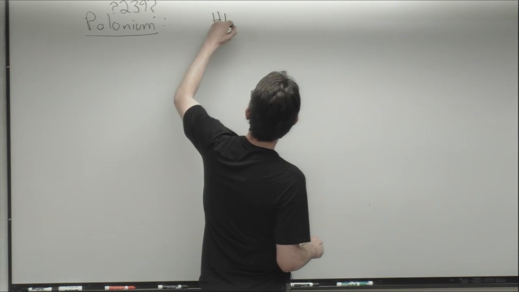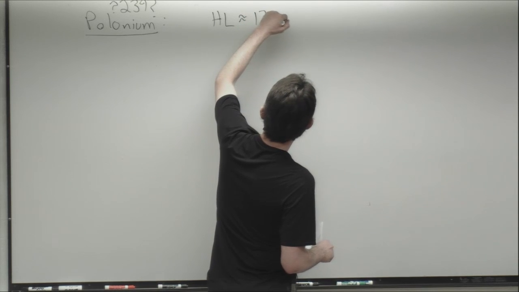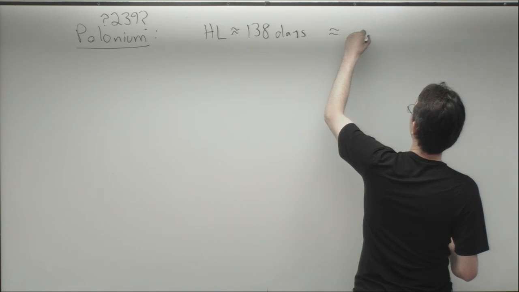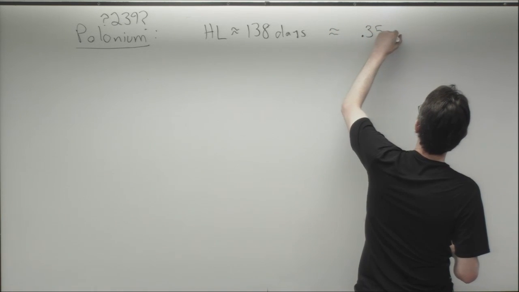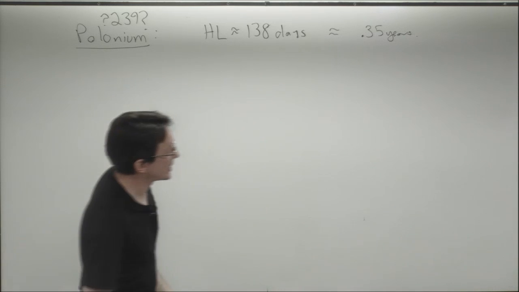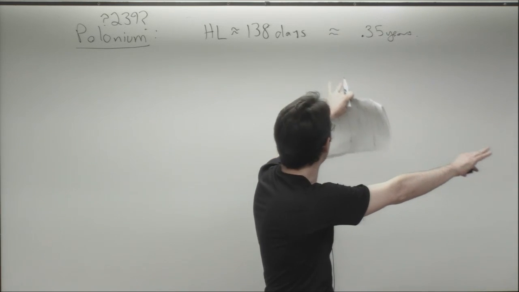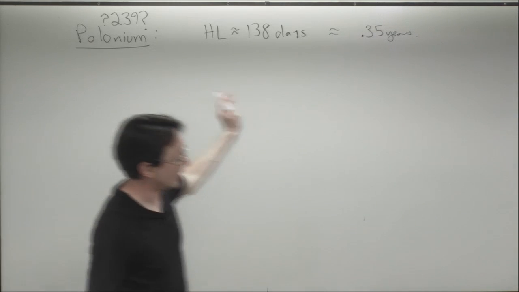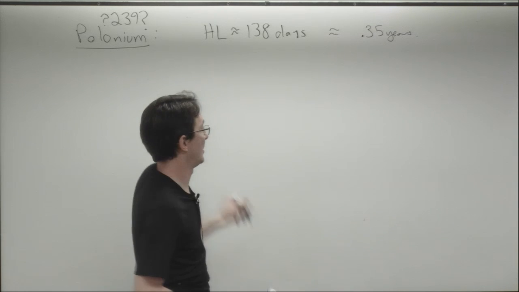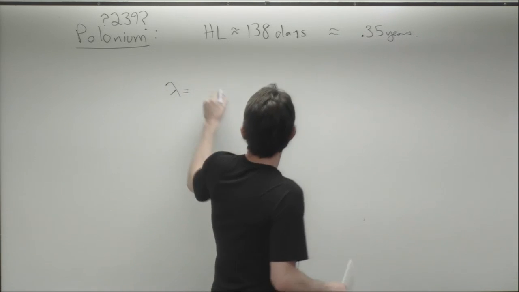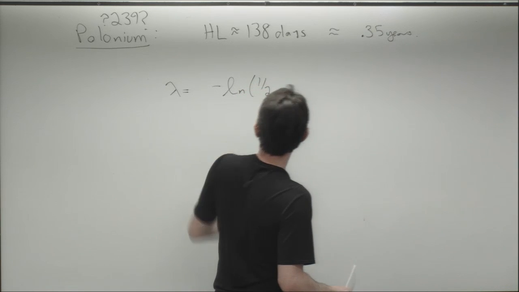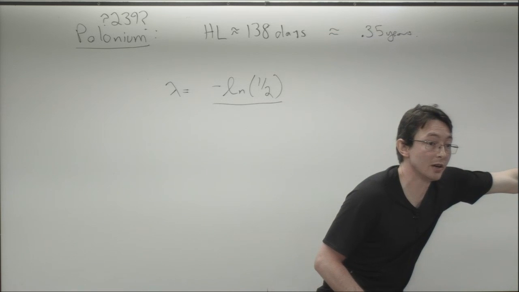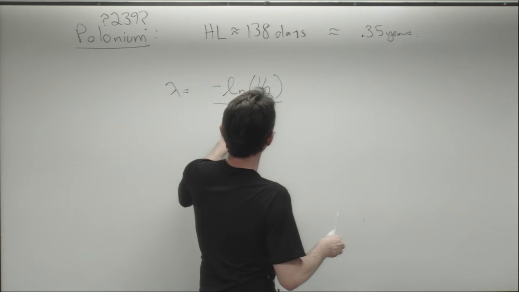Okay? 138 days is a little bit over a third of a year. Let's just call it 0.35 years. Okay, so you see that there's this huge difference in half-life. 8 orders of magnitude difference in the half-life of this thing. And we can solve for the lambda constant in exactly the same way. So lambda equals minus ln of a half, which is a positive number. And now instead of dividing by a huge number, we're dividing by a small number, 0.35.